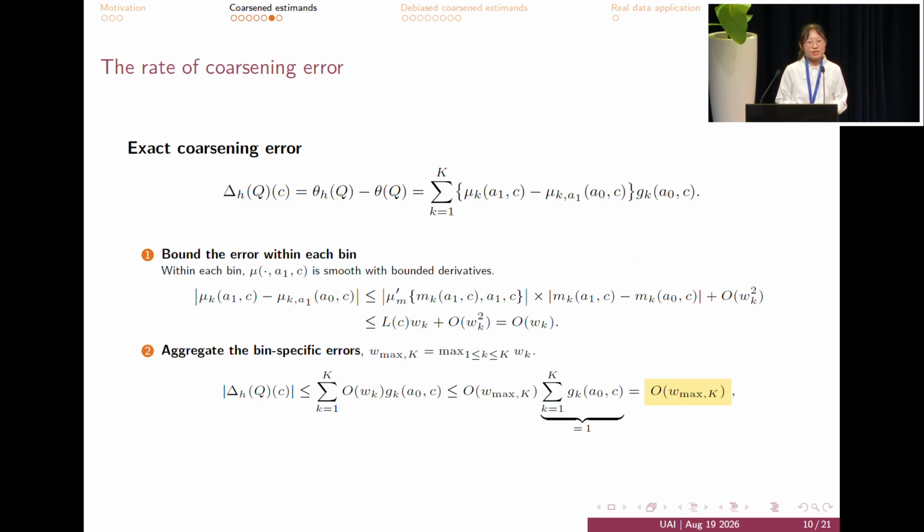So after knowing the source of this coarsening error, let's check the rate of it. At first, under the smoothness condition, we can get that the within-bin difference is bounded by the bin width, and after aggregating across all bins, the overall coarsening error is bounded by the maximum of bin width.